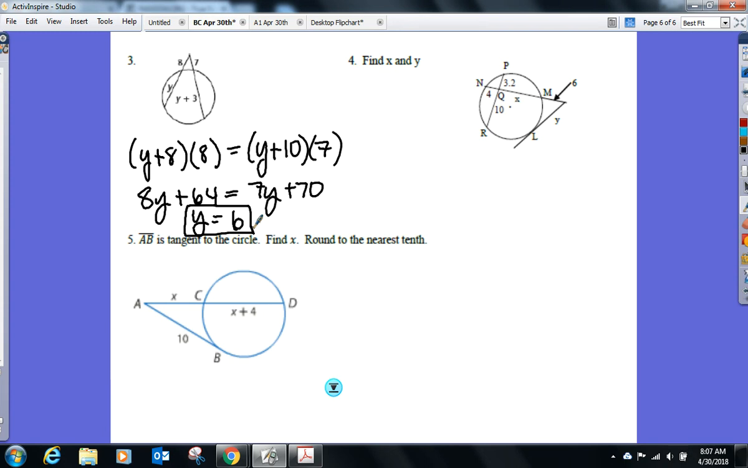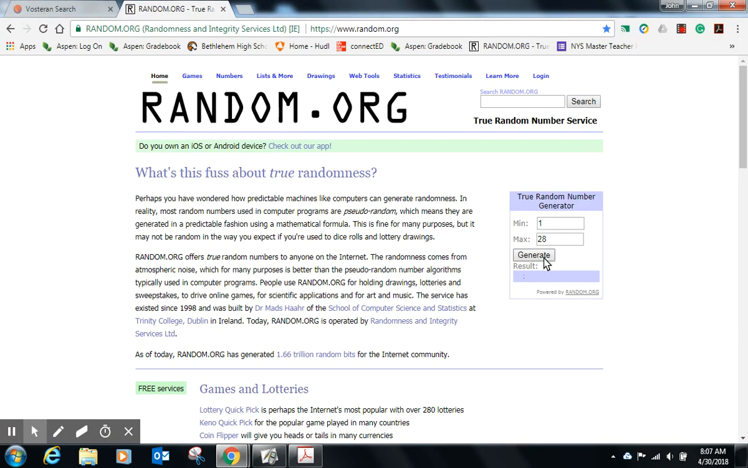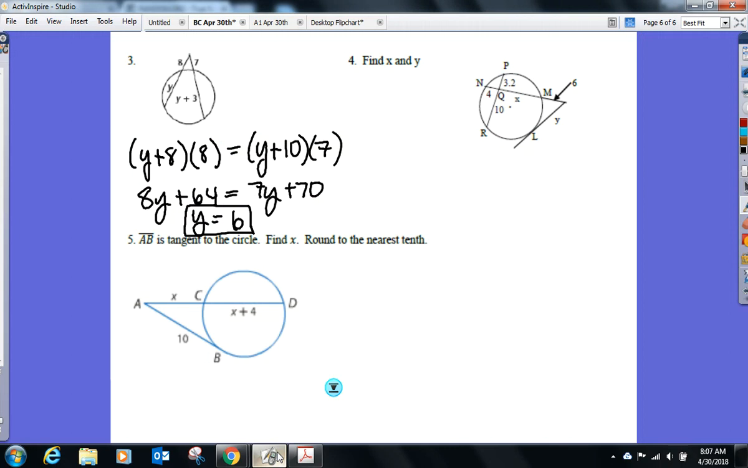I see RP. Are there any other chords? Other than RP, are there any other chords in this diagram? 6, any other chords you see? No, it's not technically. Yes, it is. NM. Yep. You got it. PR and NM, they're chords.